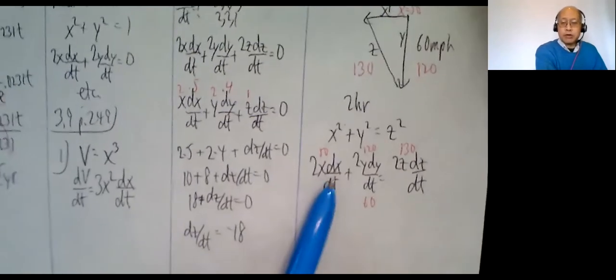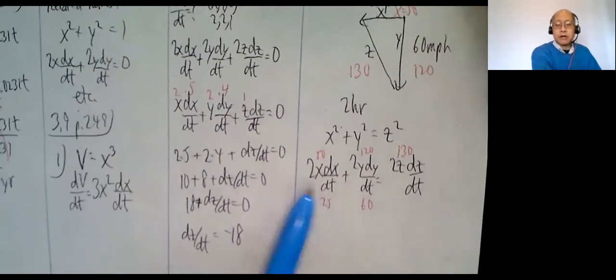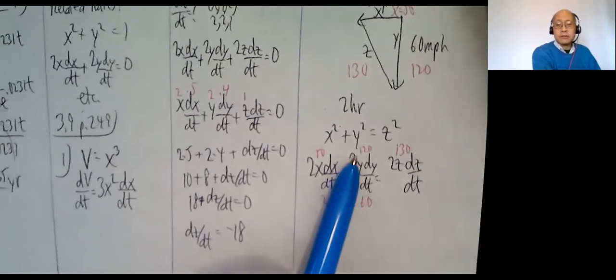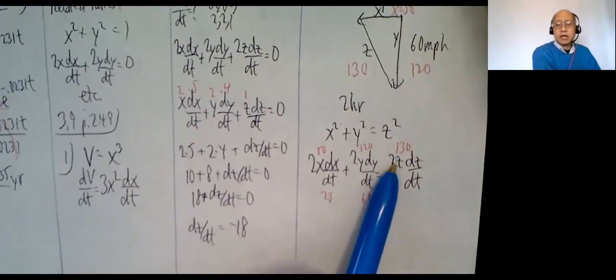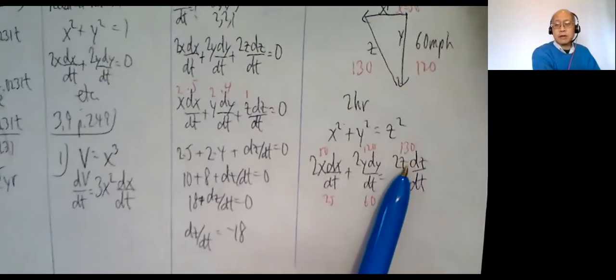Actually, I've done the majority of the problem. Now you just clean up the algebra. So I don't really have to show you this tomorrow or whenever, right? Just multiply that. 2 times 50 times 25, plus 2 times 120 times 60 equals 2 times 130 dz dt. So work this out and divide by 130, and that's pretty much about it.